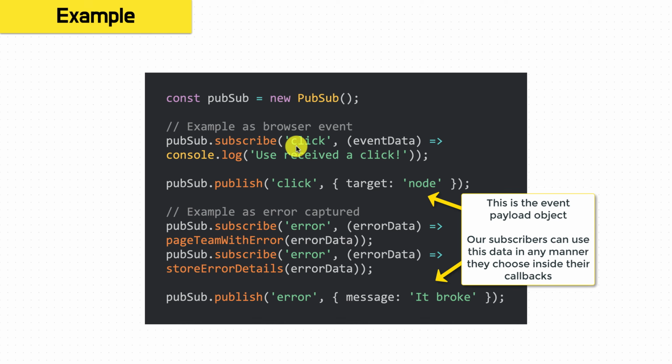So we're subscribing to a click. We have a callback that will execute anytime we publish a click. I'm also creating an error event. And notice I've subscribed twice. So we should be able to have many subscribers for the same event name that execute different callbacks. And then once again, we can publish to the same channel or event name. And then both of these subscribers will execute their callback with the same data.